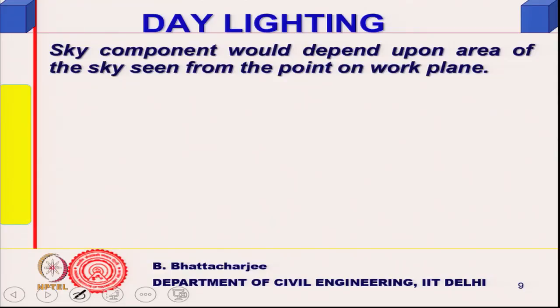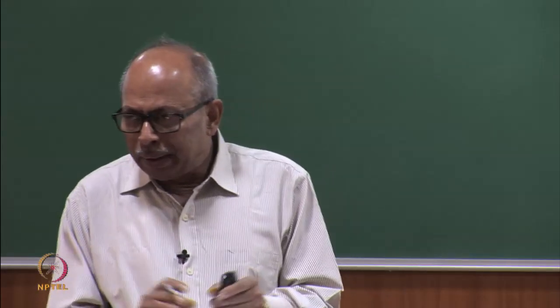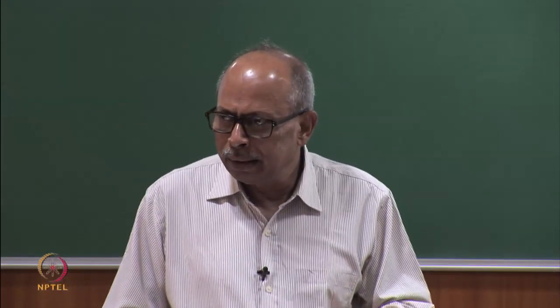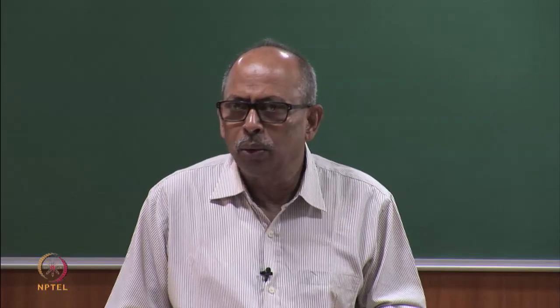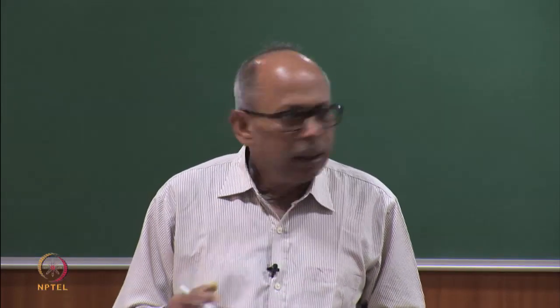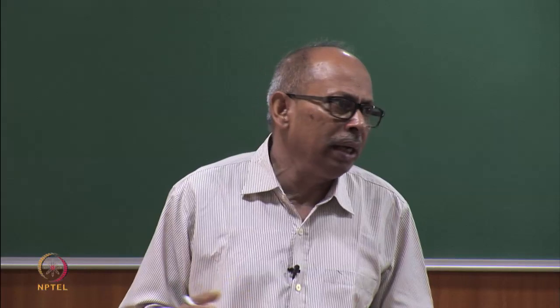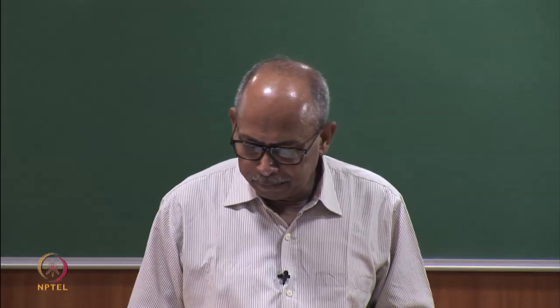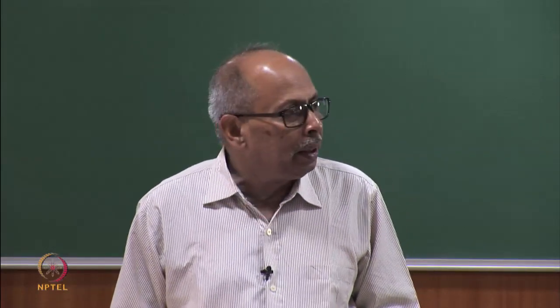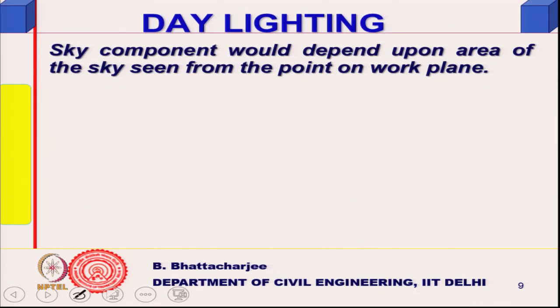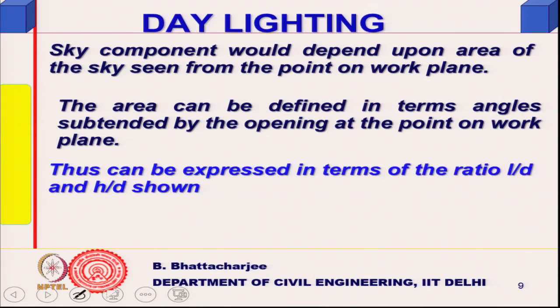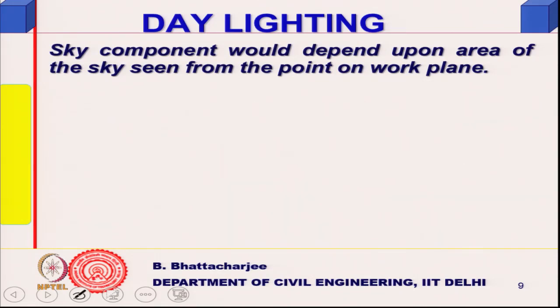But today let us talk of all the tables, etc., that are there in the Indian building code, the National Building Code SP 41. Then we will go to other kinds of sky in the next class. So, sky component would depend upon the area of the sky seen from the point in the working plane. For example, I do not think I have the diagram right away, I will have the next diagram.